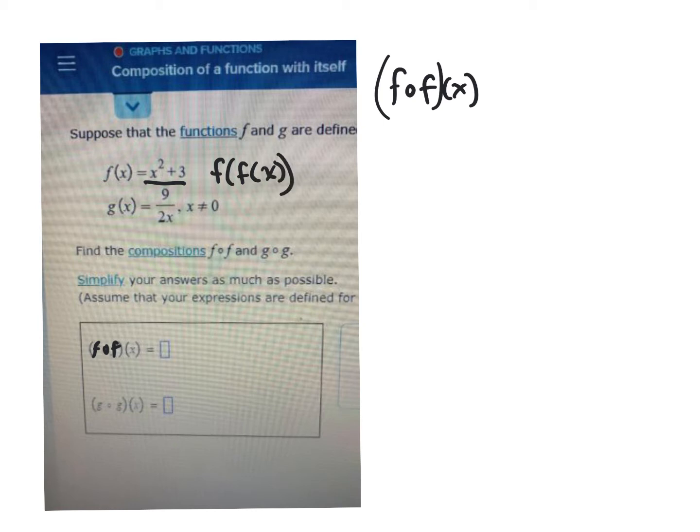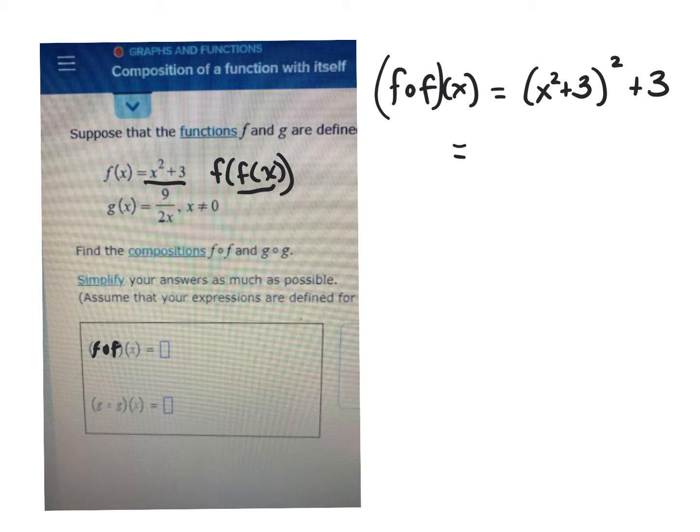In the f function, wherever I see x, that's something squared plus 3, because that's what the f function is. I'm going to replace in those parentheses itself. So you get x squared plus 3, squared, plus 3. It still has the something squared plus 3, but that new something is now the entire function of x.